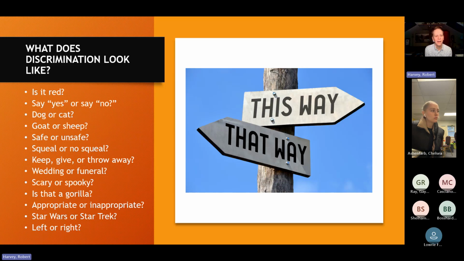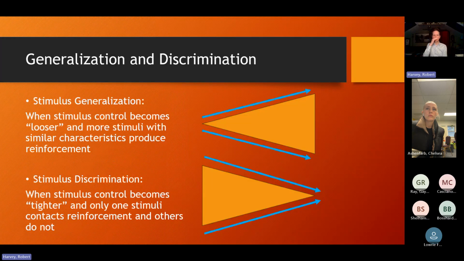Is that a gorilla? Yes or no? Appropriate or inappropriate? Very important. Star Wars or Star Trek? Very important to some people. Left or right? Should I turn left or right? Is that left or right? Which one will be more fun, right? So there's a lot of different things there. And I told you we're going to get right into teaching, but I have a couple more things that I have to show you before we talk about doing discrimination training.